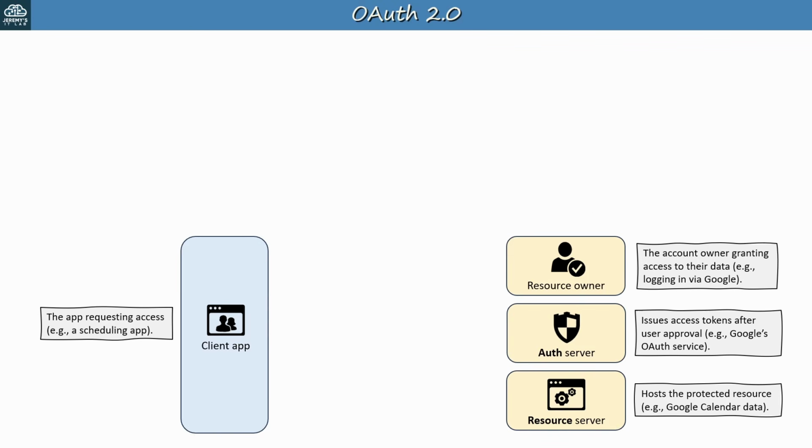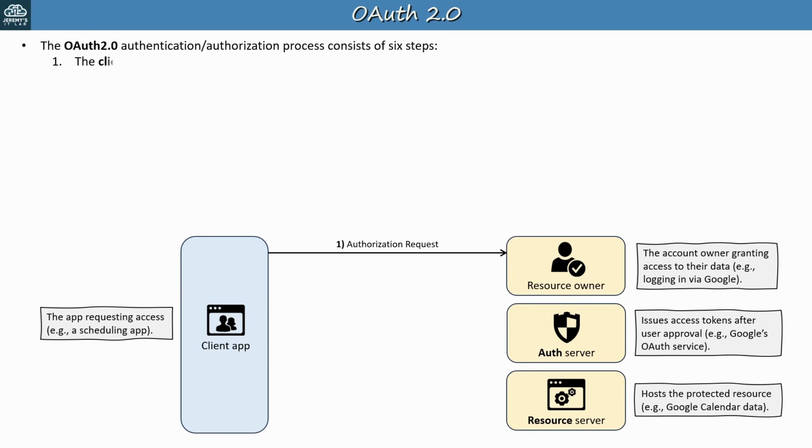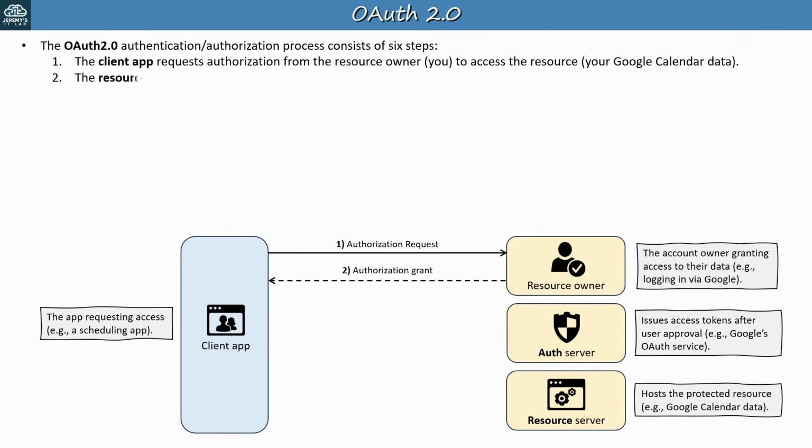Now let's see OAuth 2.0 in action. The overall process consists of 6 main steps. First, the client app requests authorization from the resource owner. In our example, this could be a scheduling app requesting access to your Google Calendar. Next, the resource owner, which is you, the account owner, grants authorization by logging into your Google account and giving permission for the scheduling app to access your calendar data.